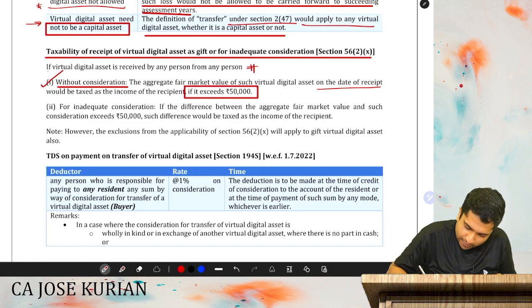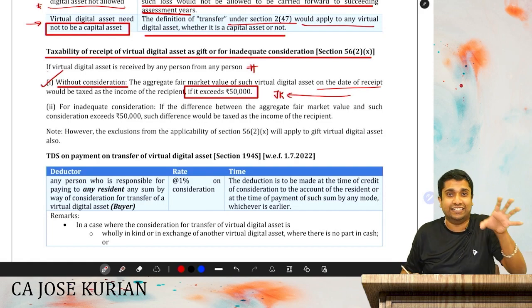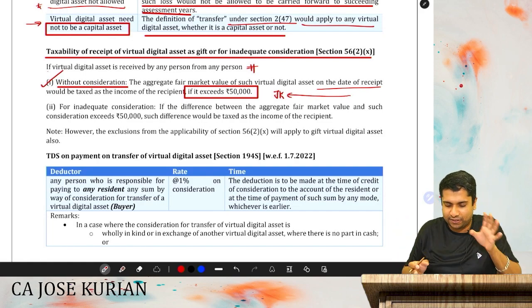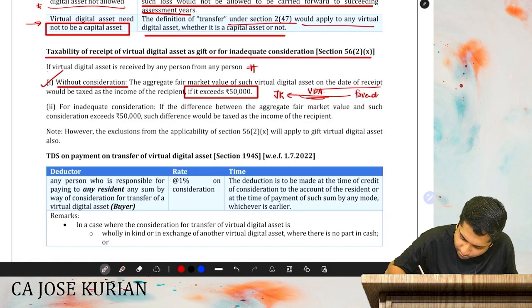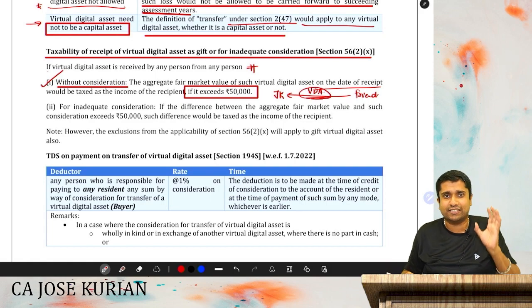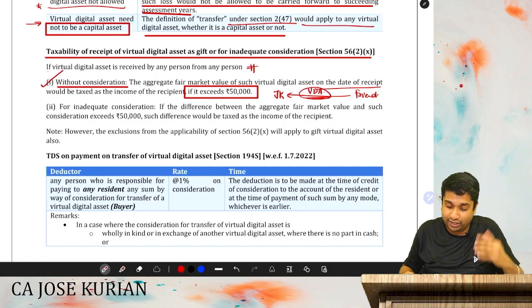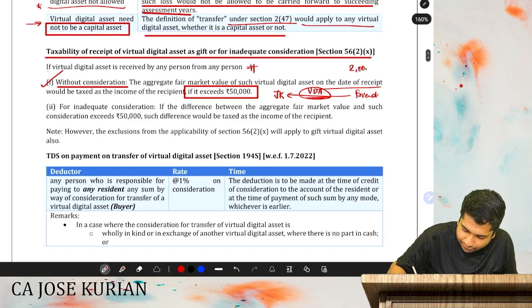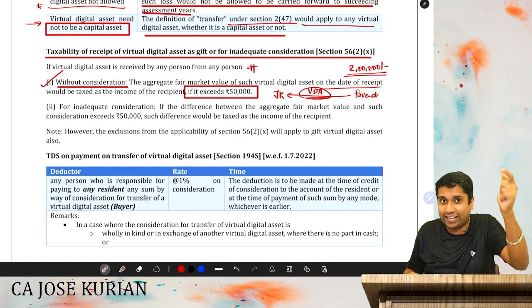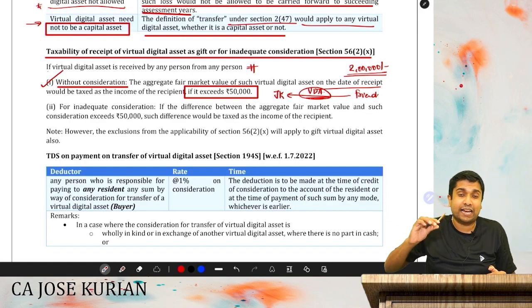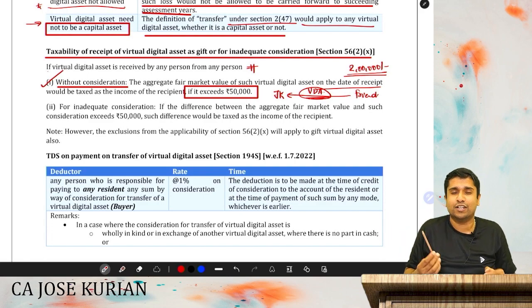Say for example, Mr. JK has received a gift. Say today is my 30th birthday. All right. So on my 30th birthday, my friend has given me a gift. That is, my friend has given me a virtual digital asset as a gift. Say for example, he has given me Bitcoins worth 2 lakh. All right. So I'm getting this virtual digital asset for free. So I'm the recipient and I'm getting an advantage by way of a gift. So what to do with this?